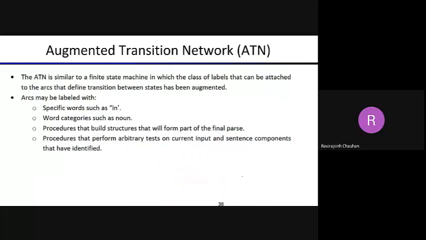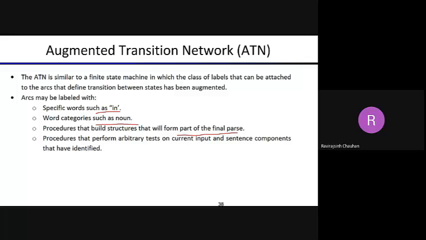The arc, ये जो सारे नोड्स हैं, और arc पे हम क्या लिखेंगे, it can be a specific word, or we can say any category from the noun, or we can build a structure that will form part of the final parse. हमें पूरा प्रोसीजर लिखना पड़ेगा, that will help you in parsing the sentence from the initial state, right? And the thing which we have to keep in our mind is we are going to use top down parsing.